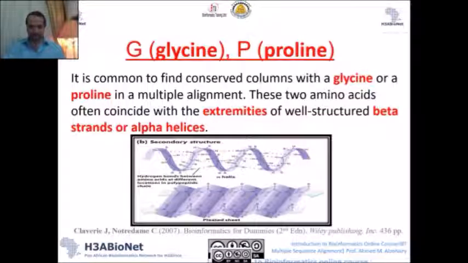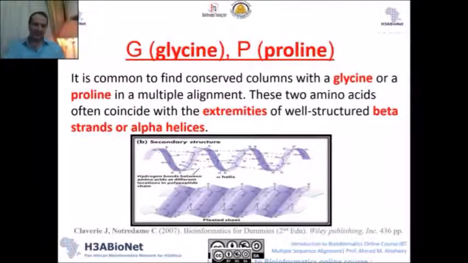It is common to find columns of glycine and proline in the multiple sequence alignment, and they usually are at the extremities of the beta strand or alpha helix. You can find them easily in the extremities. That's why, if you take a look at your multiple sequence alignment and find these 2, you can guess that this could be at the extremities of the beta strand or alpha helix.